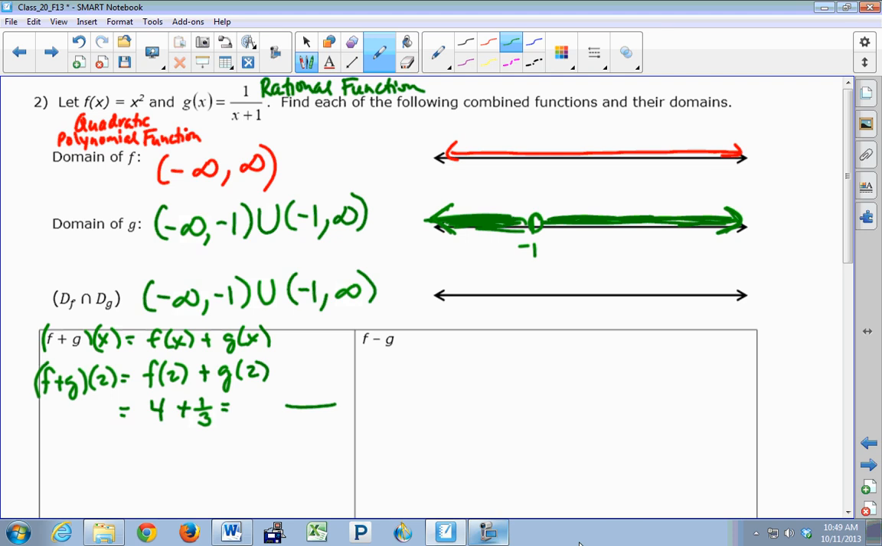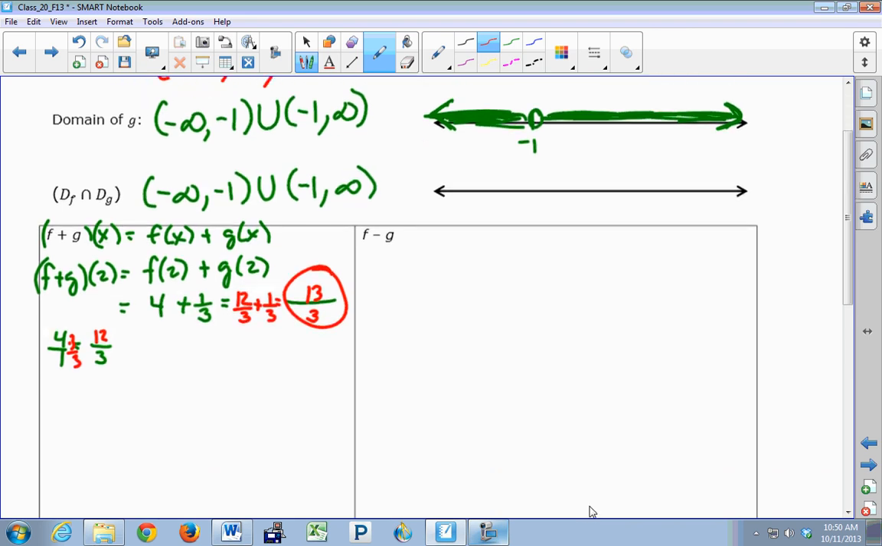Common denominator, right? They have to be like. Everything we add and subtract in mathematics has to be like. So I need to change 4, which is 4 over 1, to an equivalent fraction that has 3 in the denominator. So I multiply top and bottom by 3, and that's 12/3. So I get 12/3 plus 1/3, and that gives me 13/3. So there's my answer, 13/3.